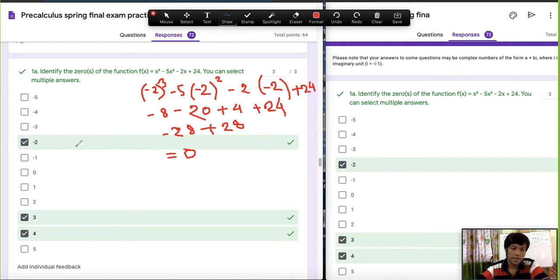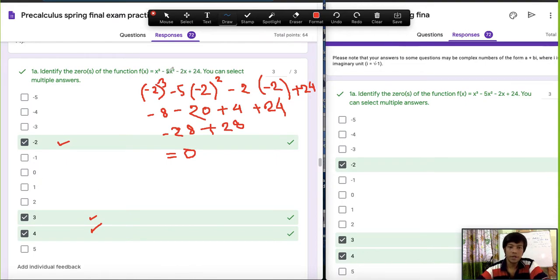So for the correct answer, always it will be 0. But if you put some value which is not correct, you will see the answer will come something different. 0 will not come. For the correct answer always it will be 0.